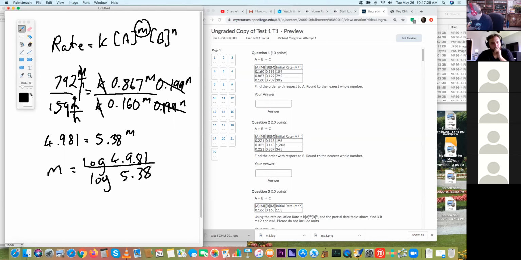Now you can use logs or natural logs as long as you use the same thing. And then that M value is going to come out to something that's pretty close to 1. And that's what you'd put in as your answer. And it even says there round to the nearest whole number. So that's what you'll do. Does anybody have any questions about question 1 there?